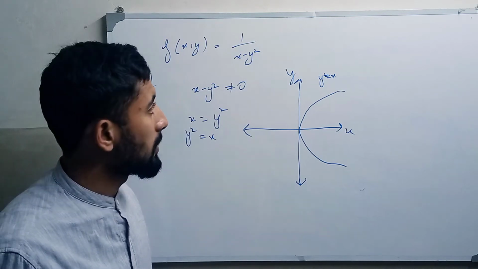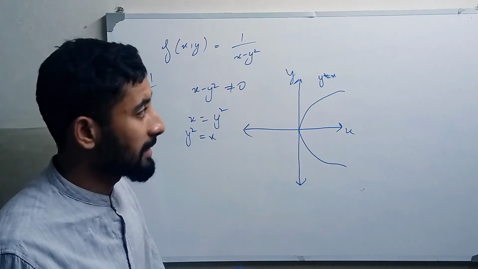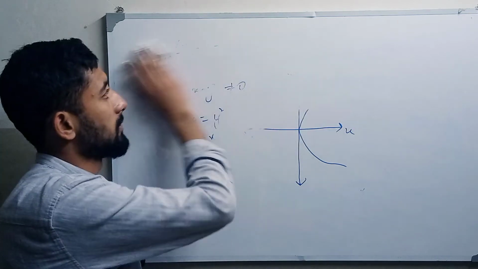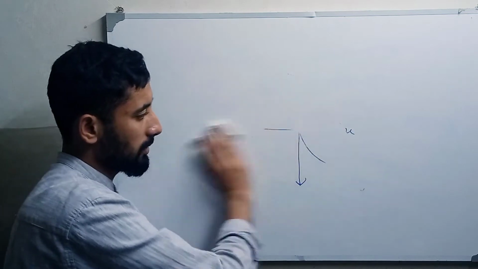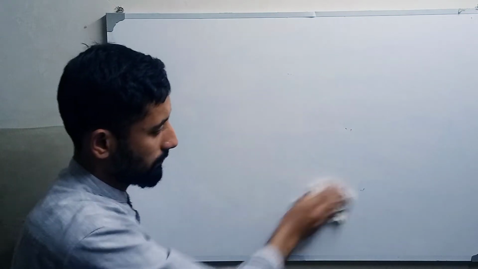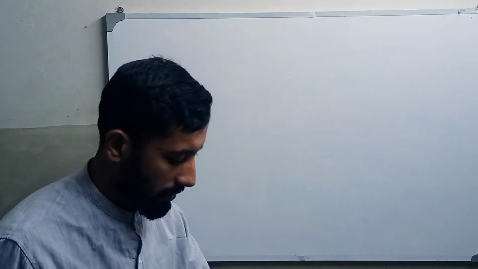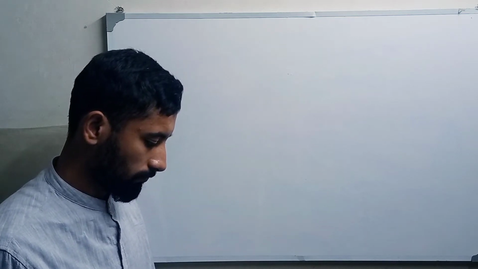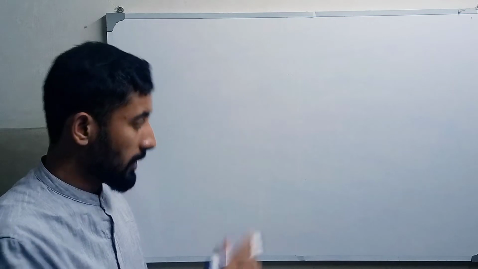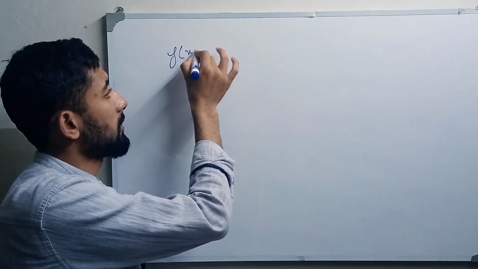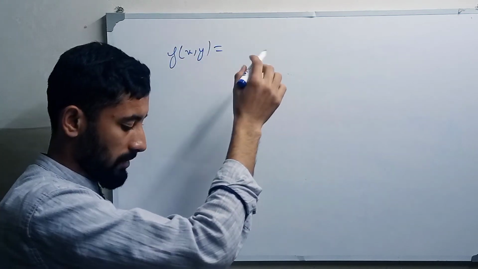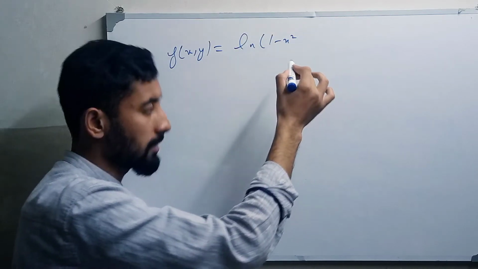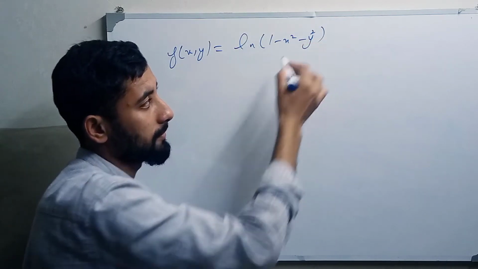Now we'll look at another example, then you will understand it better. So let's go towards another example. An easy one, log of 1 minus x square minus y square.